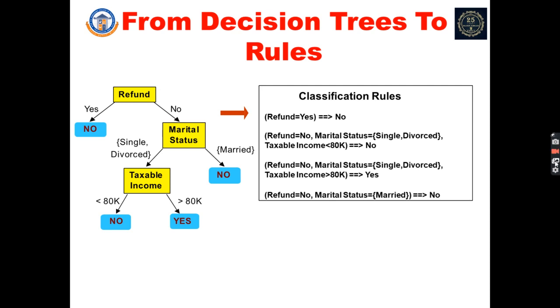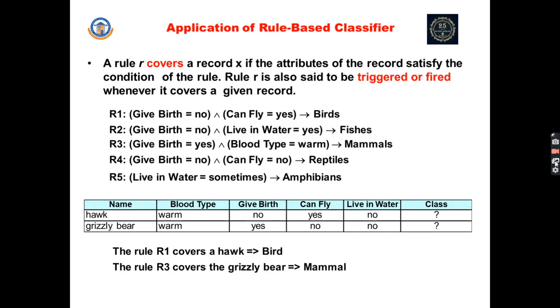And if refund is no and marital status is single or divorced, and taxable income is greater than 80,000, then the class is yes. And if refund is no but marital status is married, then the class is no. So we can easily write the classification rules using these decision trees.